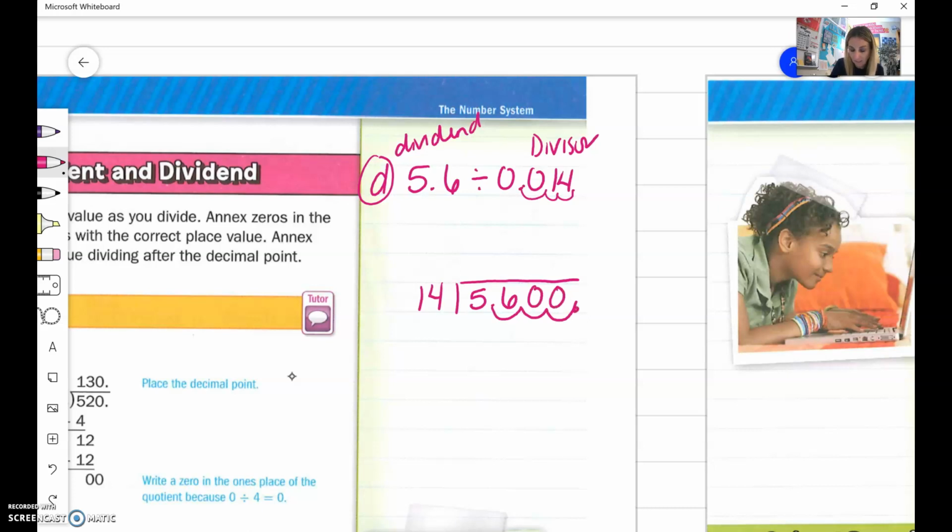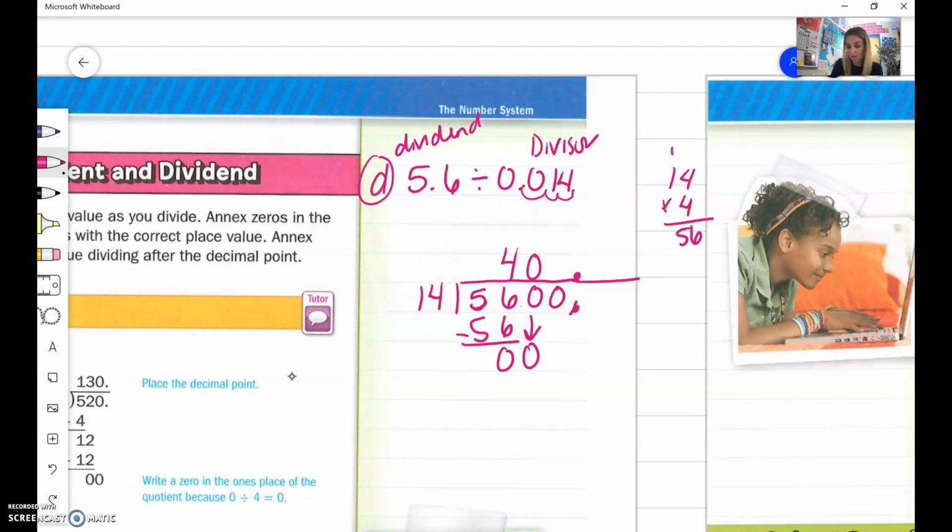Now I'm going to annex my zeros. There's my decimal place, and I'm just going to move it right up. And now I'm going to kind of try to erase those a little bit, just like that. Okay, there we go. So I've got 5,600 divided by 14. So 14, I don't know, let's try times 4. 56, perfect. So I know that 14 times 4 is 56. I'm going to subtract, I get 0. 0 is less than 14, so I'm going to bring down. I annex this other 0.